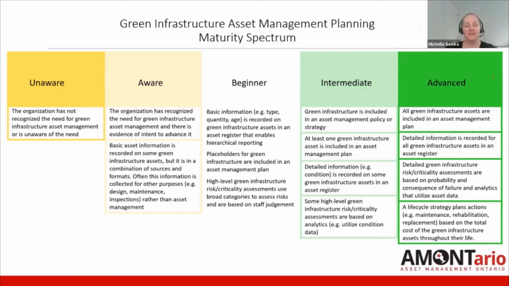And then for advanced, I'm going to go through all of them just to give a sense of what the eventual goal should be. One, all of your green infrastructure assets are included in your asset management plan. Two, detailed information is recorded on all green infrastructure assets in an asset register. Three, you have a detailed green infrastructure risk and criticality assessment based on probability and consequence of failure. And four, you have a life cycle strategy that outlines actions based on the total cost of the green infrastructure assets throughout their life.